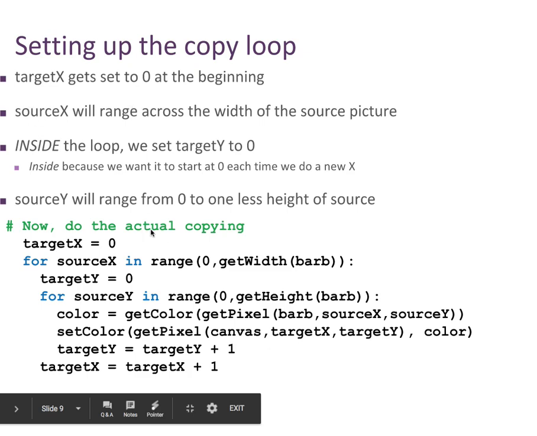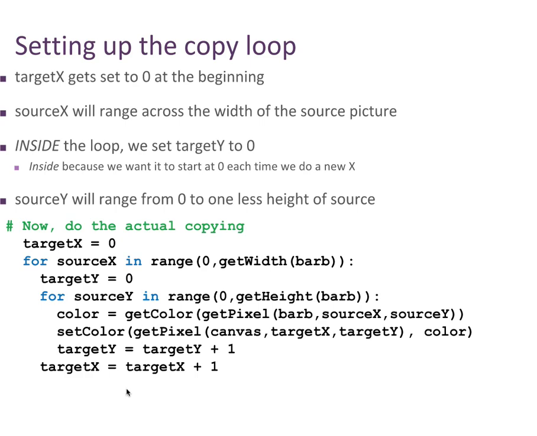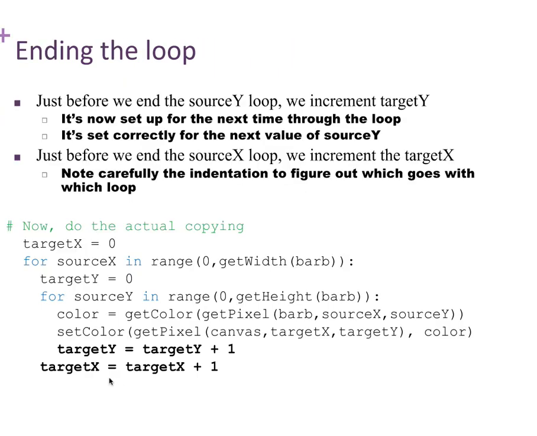So target X gets set to 0 at the beginning, outside of the X loop, before the X loop. Target Y gets set to 0 at the beginning of the X loop, because every time we copy down the column 0, column 1, column 2, we have to restart our Y value in the target.